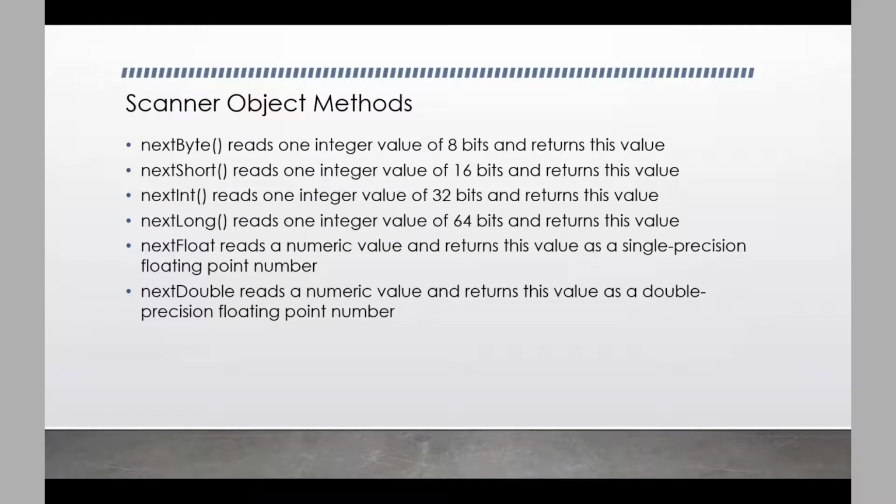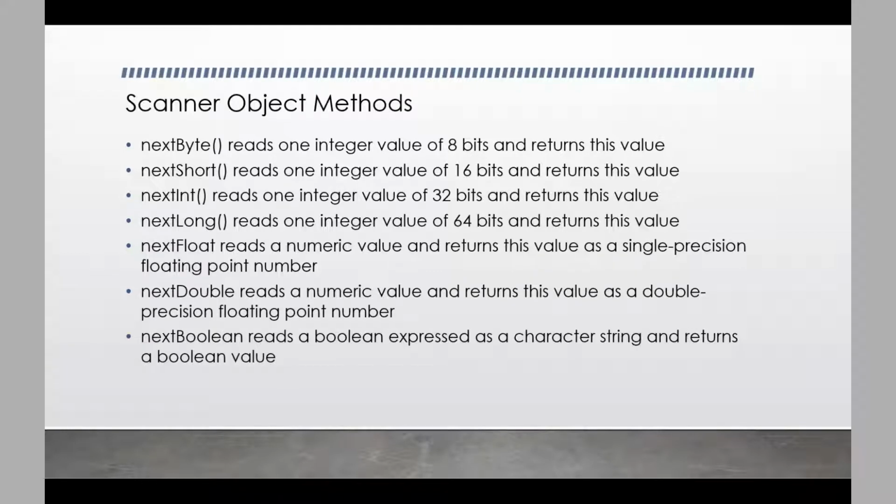Similarly, in dealing with nextFloat and nextDouble, we're reading from the input stream and returning a single precision floating point number or a double precision floating point number. These numbers allow for a decimal point. We could enter an integer value, which would be acceptable. It could be converted to a floating point value, or we could enter a value that contains a decimal point. Next, nextBoolean receives as input a character string that must spell false or true, one of the two Boolean values, and this will be transformed and converted internally to a Boolean value.